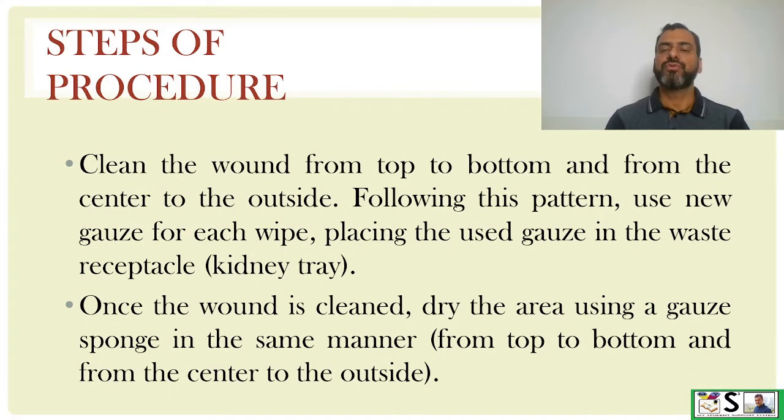Clean the wound from top to bottom and from center to periphery or outside. Following this pattern, use new gauze for each wipe. Every time, new gauze, and place the used gauze in the waste receptacle like kidney tray. Once the wound is cleaned, dry the wound using the dry gauze sponge in the same manner, means from top to bottom or center to periphery.